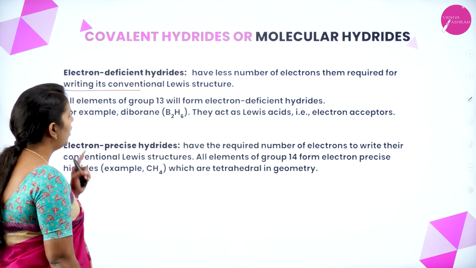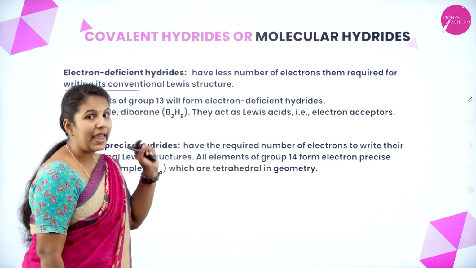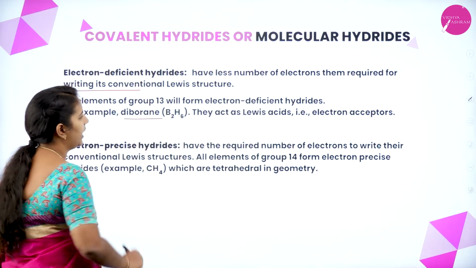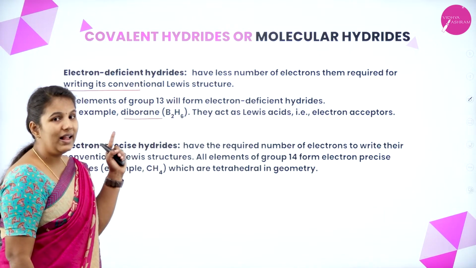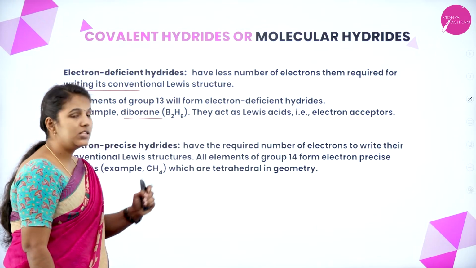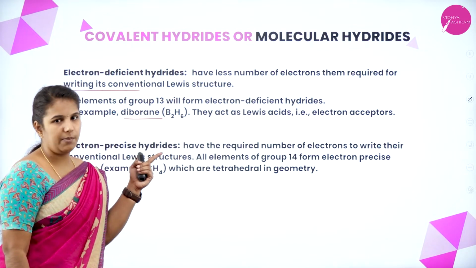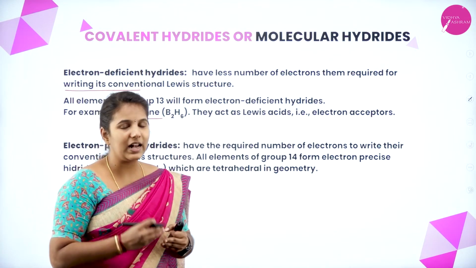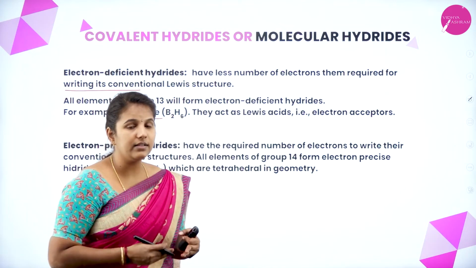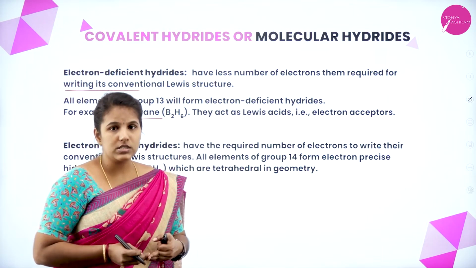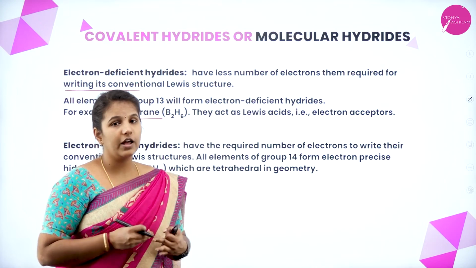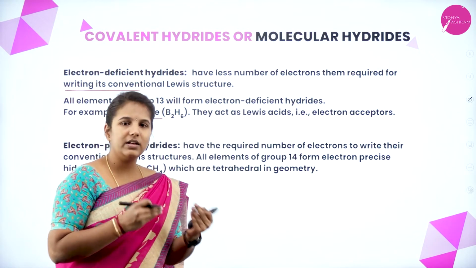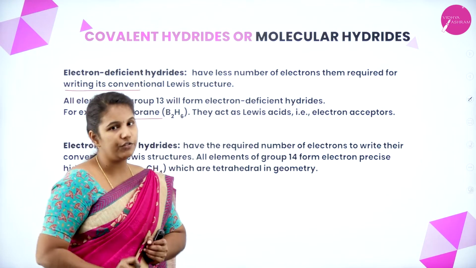All the elements of group 13 form electron deficient hydrides. An example is diborane, which acts as a Lewis acid because it is an electron acceptor. Why is it known as an electron acceptor? Because it has electron deficiency in writing its conventional dot structure. That is why they are known as electron acceptors. If somebody gives electrons to them, then they will accept the electrons because of their deficiency.